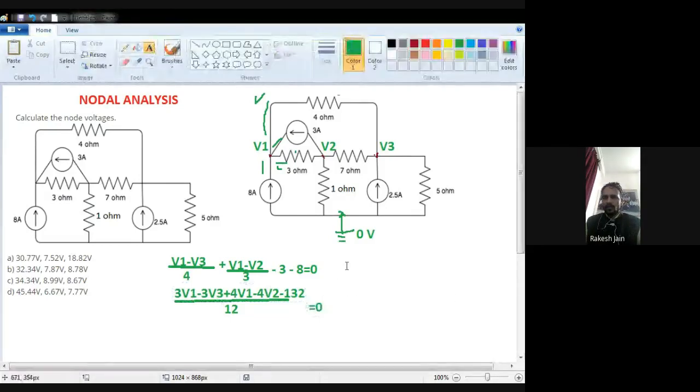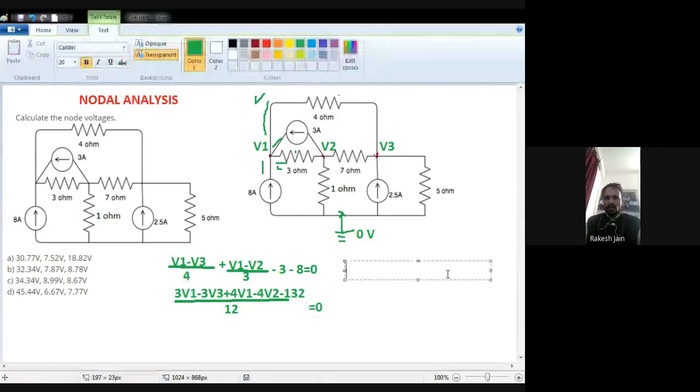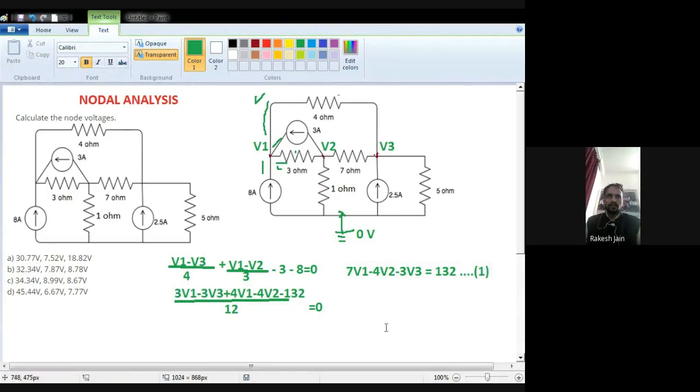So what will be there after the simplification? We will find out. 3 V1 plus 4 V1, that is 7 V1 minus 4 V2 minus 3 V3, and I move 132 to the right hand side, so it is equal to 132. So this will be my equation number 1.